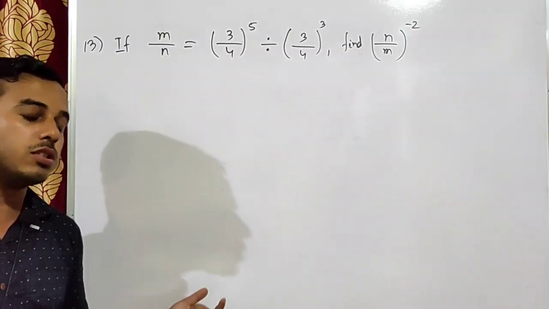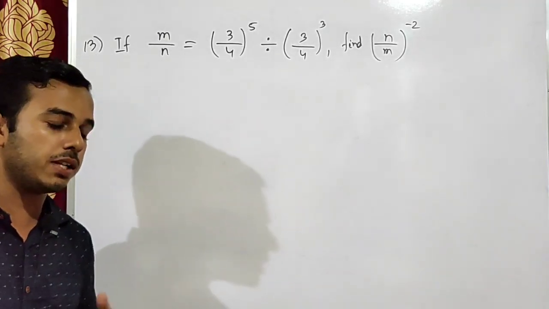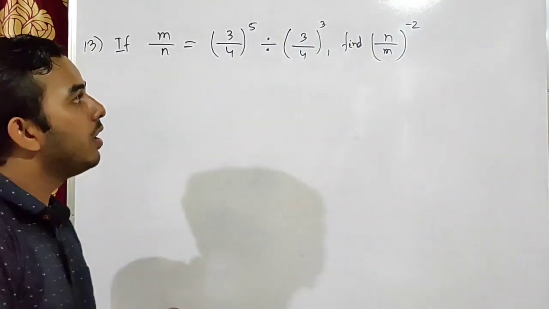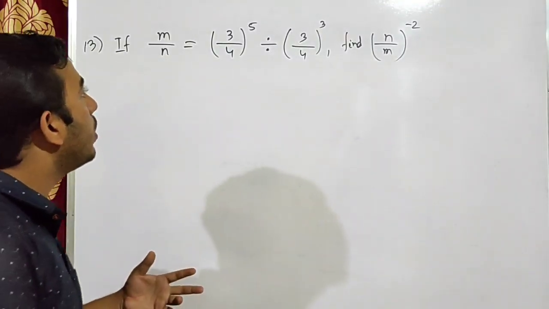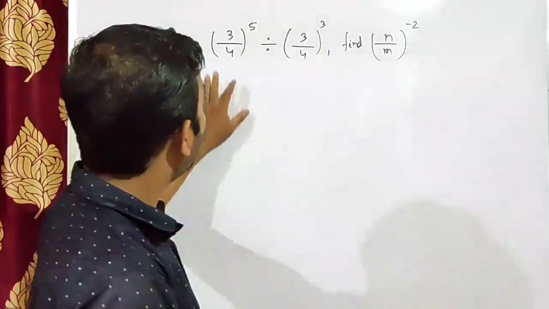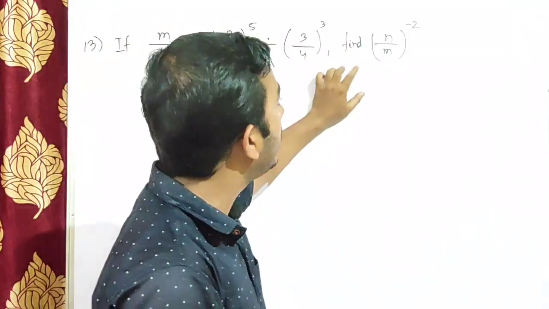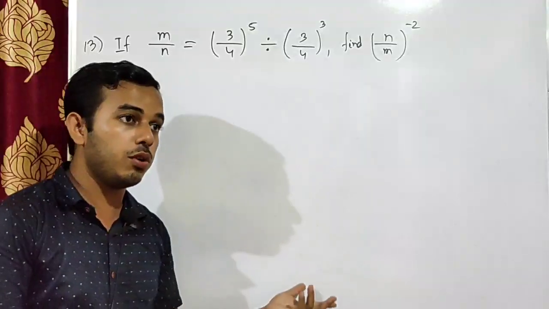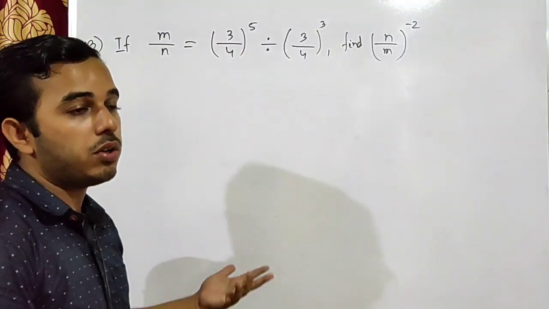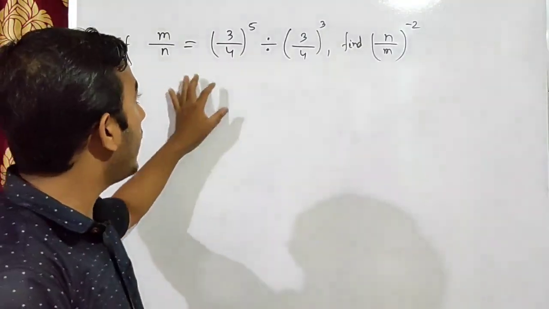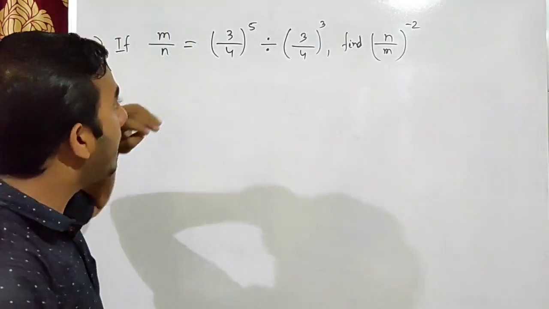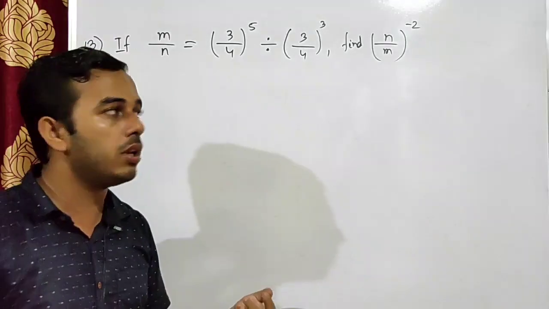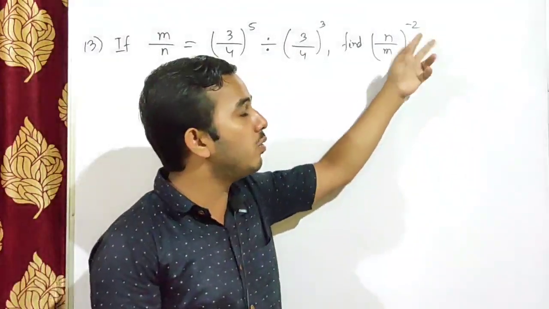Next question is also the same thing, find the value of certain numbers, but it is a bit different. The question is: if m by n equals (3 by 4)^5 divided by (3 by 4)^3, find (n by m)^-2. By looking at the question, one can easily understand that first we have to find the value of m by n. Then if we reverse it, we can find the value of n by m, and then apply the power.